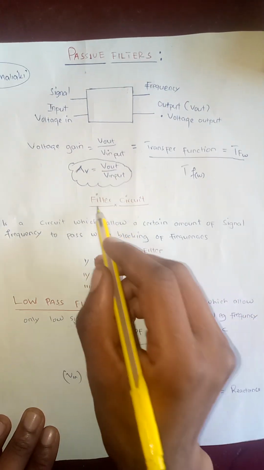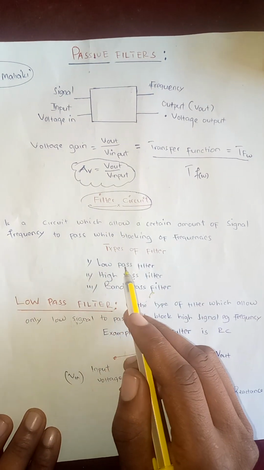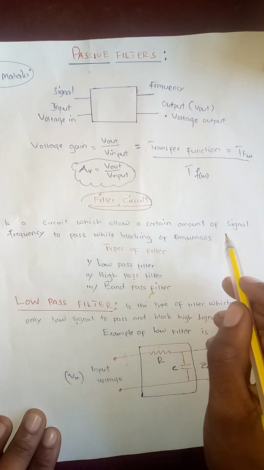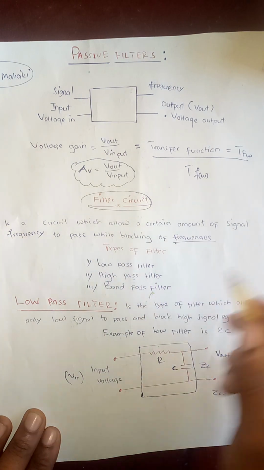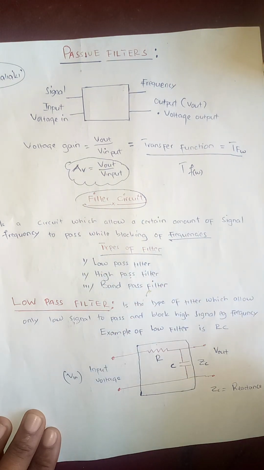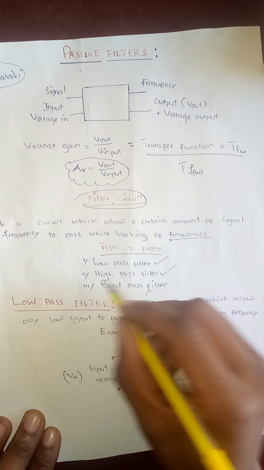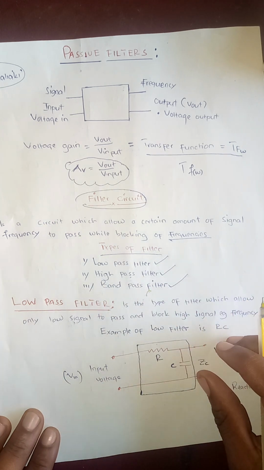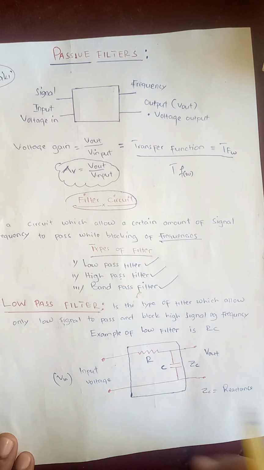So we have this filter circuit. As I said, it is a circuit which allows a certain range of signal frequencies to pass while blocking other frequencies or signals. We have three basic types of filters: low pass, high pass, and band pass filters. So now let us start with low pass filters.